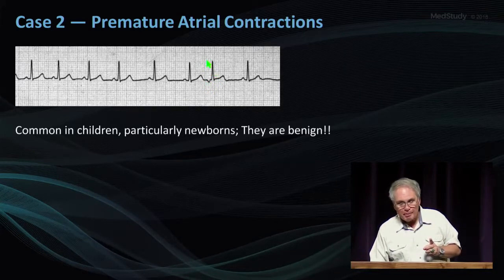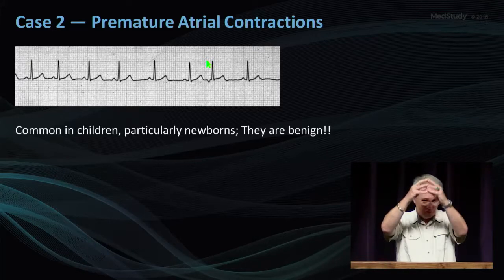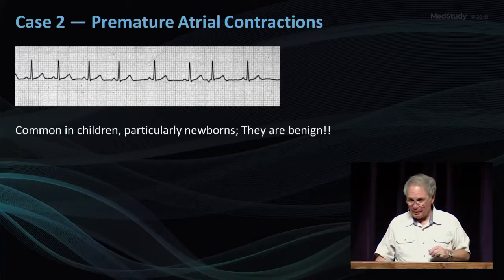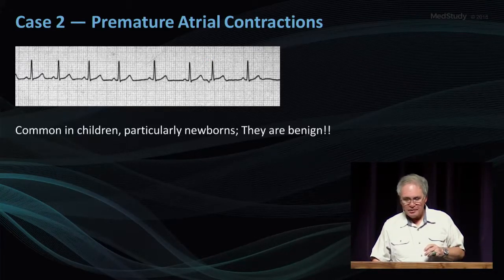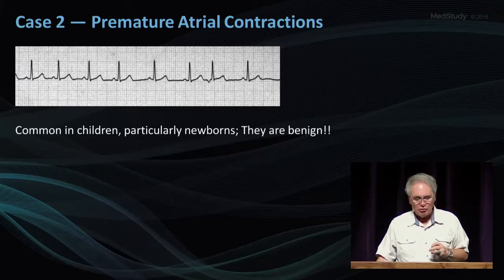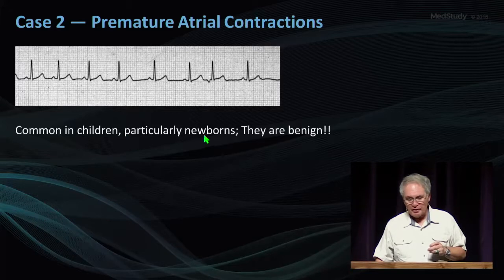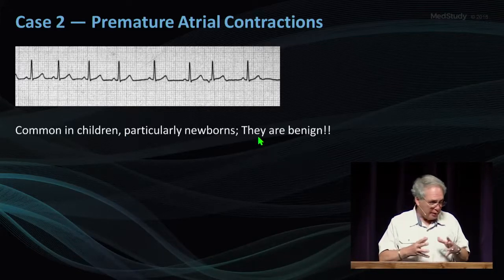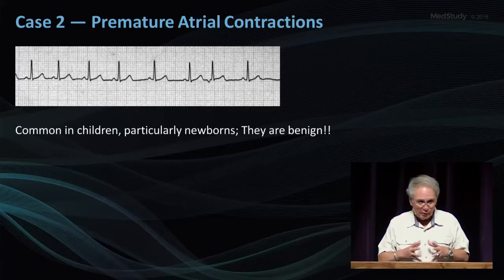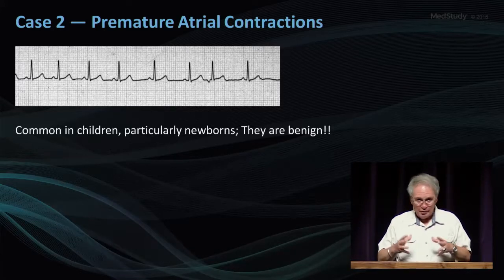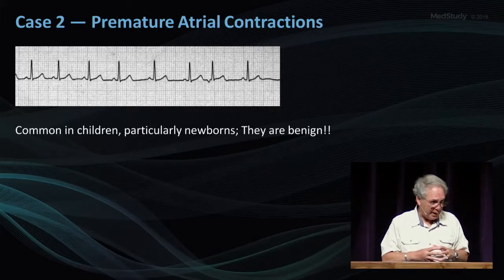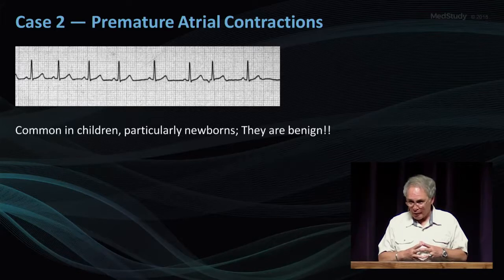The QRS is perfectly normal, meaning this heartbeat's coming down the normal His-Purkinje system. So this is a premature atrial contraction. Very common in children, particularly in newborns. Benign, benign, benign. No electrolytes, no MRI, no observing in the hospital for a week and a half. It's normal. Send the kid home.